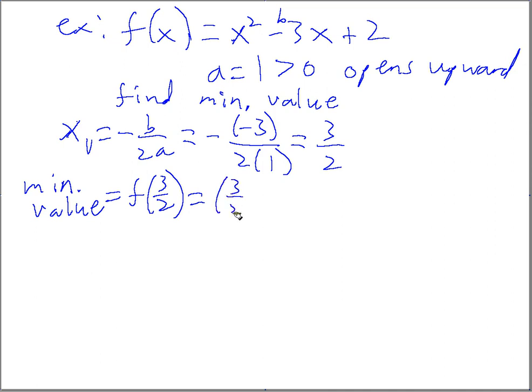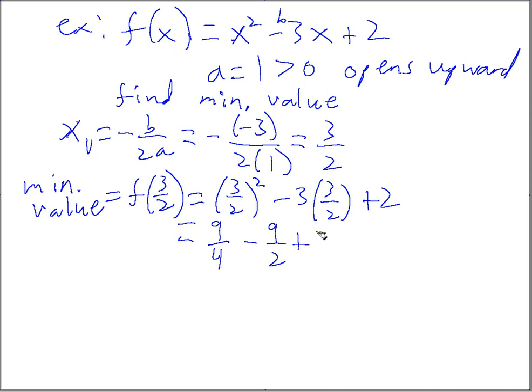That's going to be 3 halves squared minus 3 times 3 halves plus 2. At this point, you should probably punch it in the calculator, but I'll show some more work. 9/4, 3 halves squared, minus 9 halves plus 2. If you want to see some more work, 4 is the common denominator. So I'll rewrite 9 halves as 18 over 4. You multiply by 2 over 2 here. And what about 2? Well, that's 8 over 4.